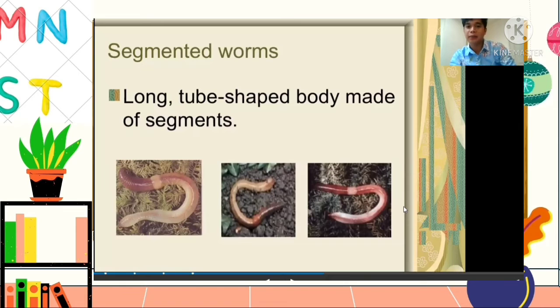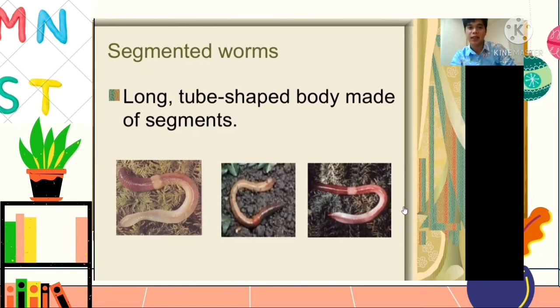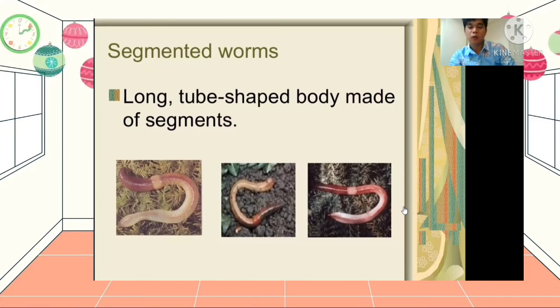Segmented worms. Segmented worms have a long tube-shaped body made of segments. As you can see in the pictures below, that is an example of segmented worms.